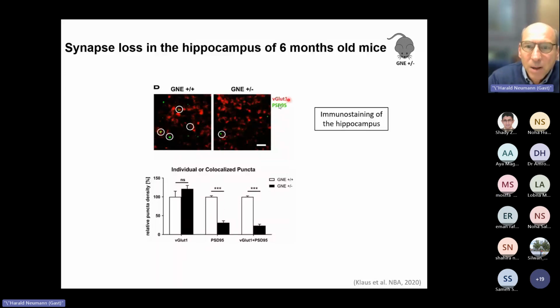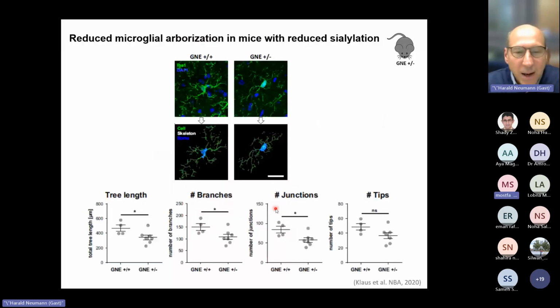And this is a double staining for PSD95, postsynaptic density protein 95, which is a postsynaptic marker, and VGLUT1, which is a presynaptic marker. And then you look for the co-localization of both puncta, which is then identified as a labeling for the synapses. And this is lost dramatically in the mice which have a reduced sialic acid, even at 6 months of age.